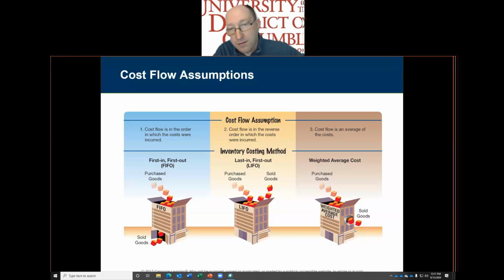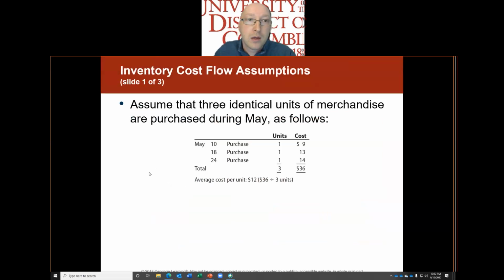Last in, first out. And then the third one is the weighted average cost. This is the cost flow, where you just take the average of the costs. So let's look at it from an example.